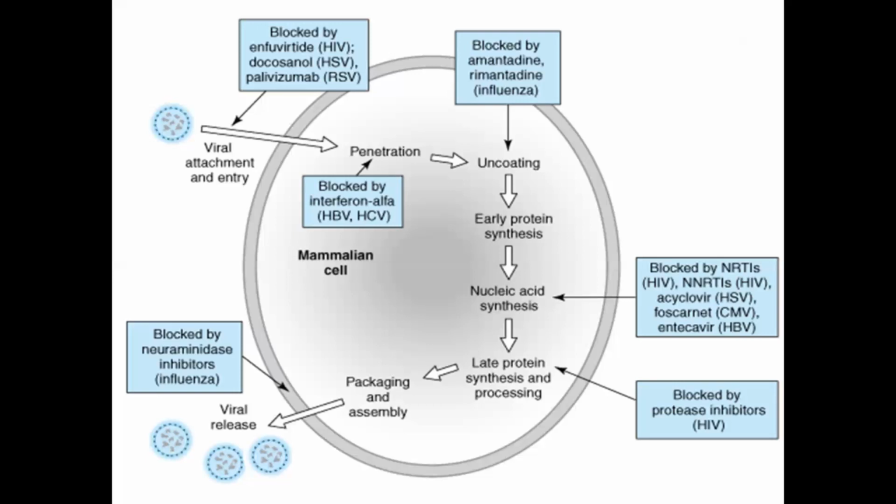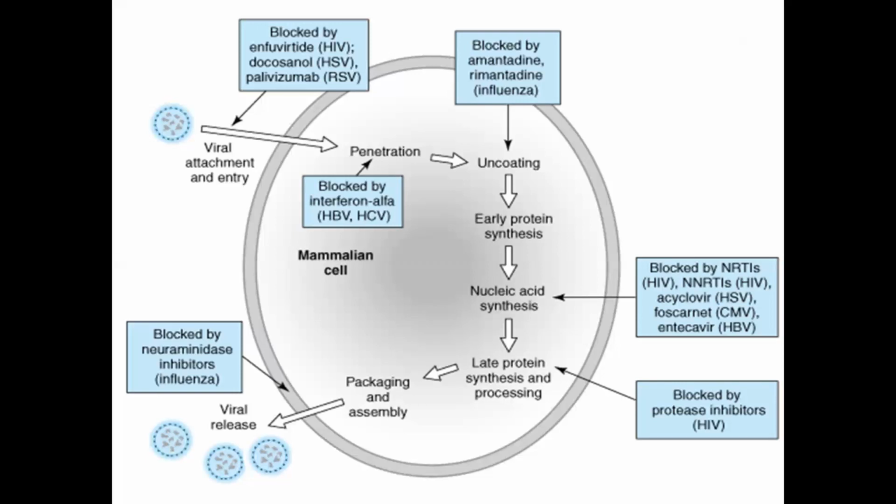And important dito, alam na natin kung saan nagba-block ang gamot sa bawat step. Okay, viral attachment is blocked by drugs like enfuvirtide and palivizumab, no? And penetration is blocked by other agents. For uncoating, it prevents the uncoating of the capsid of the virus. It is blocked by amantadine and rimantadine for influenza.